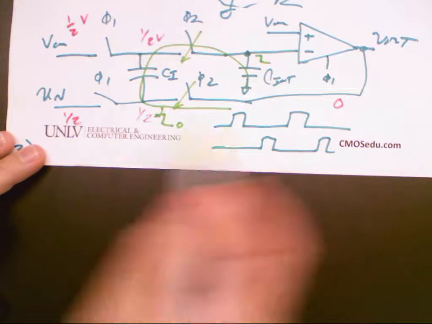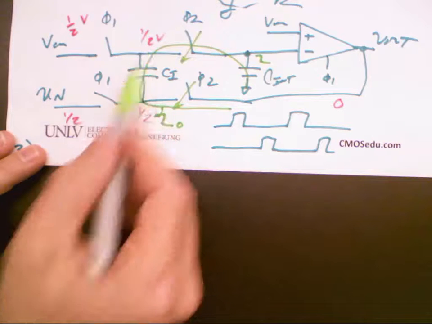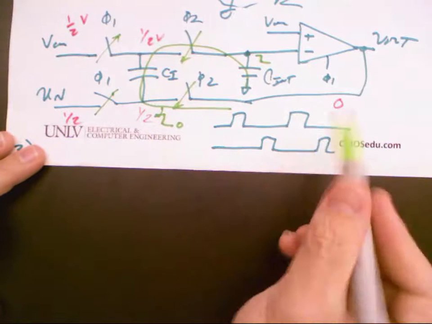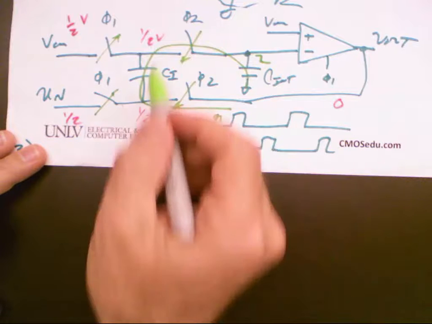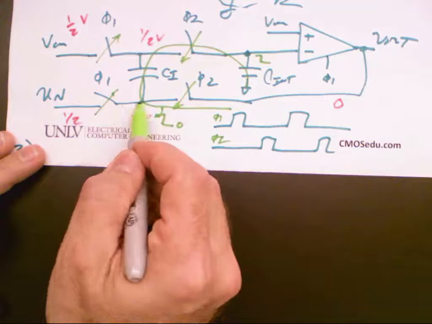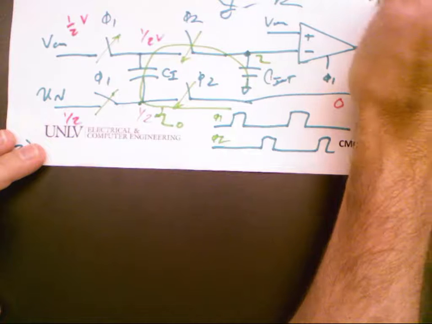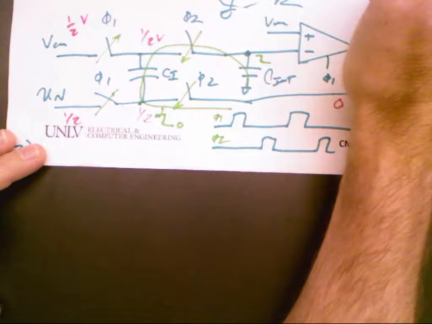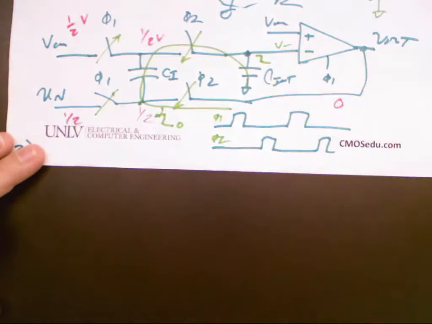Yeah? So this is at 1/2. This is at 1/2. These two open. Then I close these switches because they're non-overlapping. So there's no charge on the capacitor. But now I'm taking this plate and I'm pulling it to ground. So I've got this situation right here. This is at ground. This is V minus, which is this node right here. This was at 1/2, and now I'm pulling it to 0.